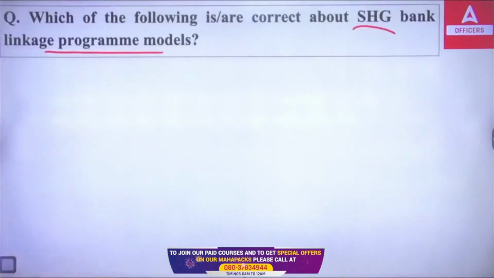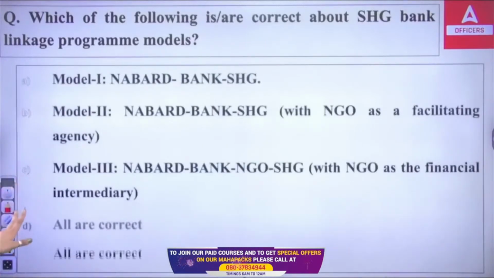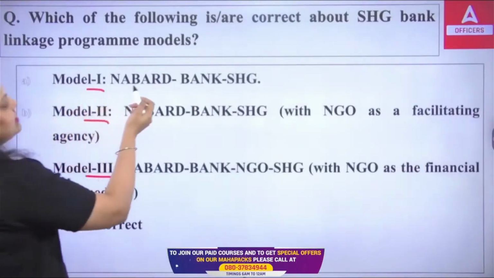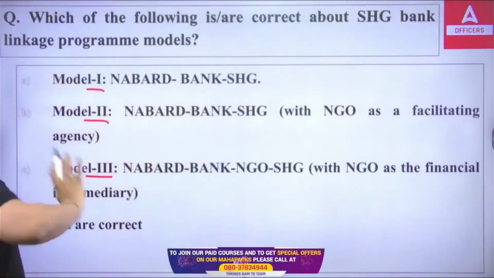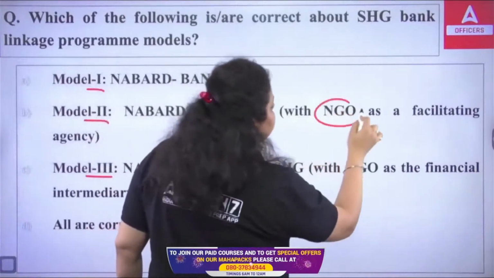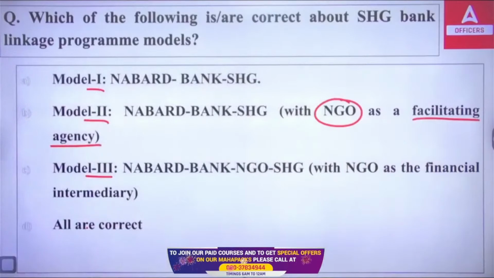Next we have: which of the following are correct about self-help group bank linkage program models? So we have these 3 models: model 1, model 2, model 3. There are actually 3 models only. Model 1 is NABARD, bank and self-help group will be involved. Model 2 is also NABARD, bank, self-help group, but apart from that, an NGO will be involved as a facilitating agency in Model 2.